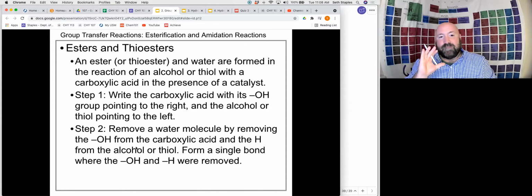We're going to look at some examples of this. You're then going to remove the water molecule by taking the OH off the carboxylic acid and taking the H away from the alcohol or the thiol, and form a single bond from where the OH and the H were removed. And so let's look at an example.